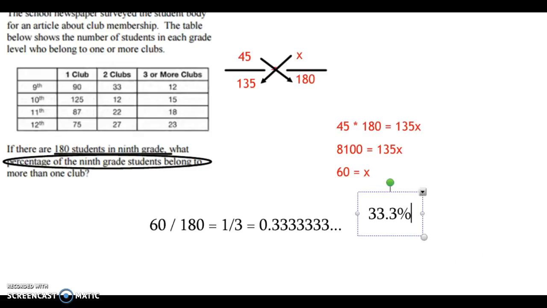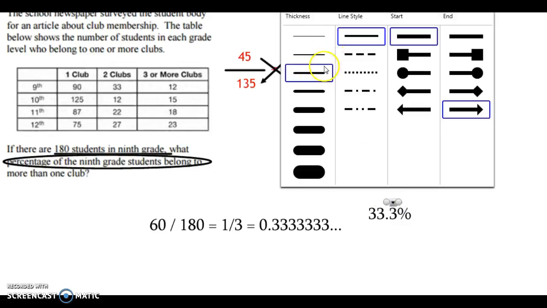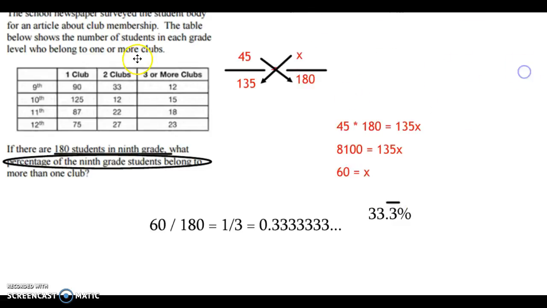And I'm going to represent the fact that it is repeating by putting a little bar over it. Oh, that shouldn't be an arrow. How do I change that? Boom. Okay. Seems pretty straightforward to me.